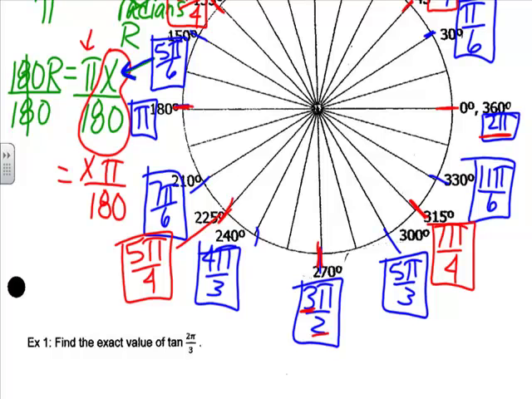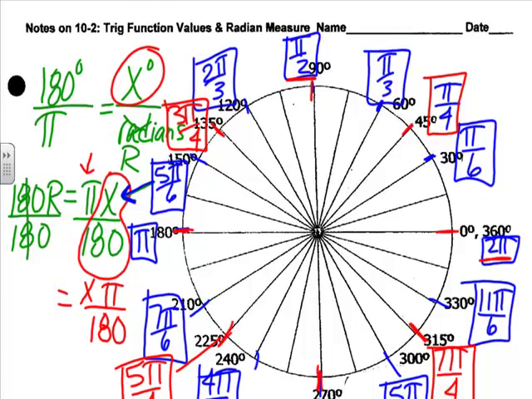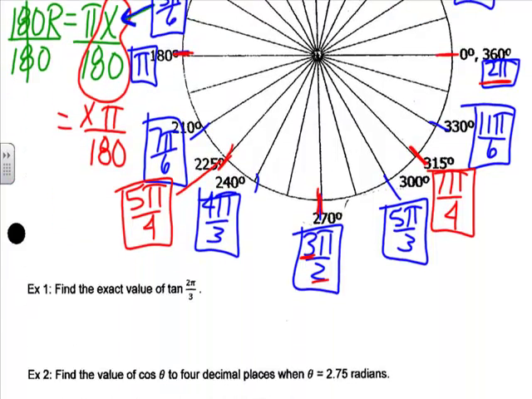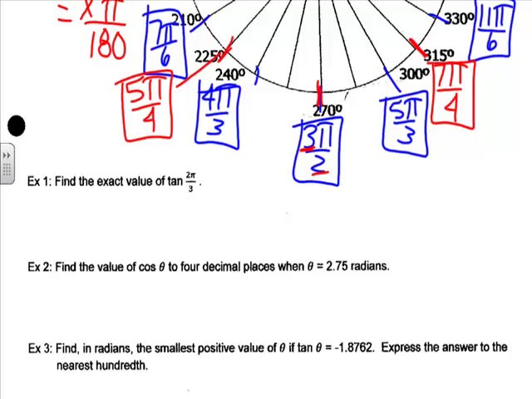So basically I've just gone around the whole unit circle, and we need to become familiar not just with calling these things degrees, but calling them in radians. Okay, so just a couple examples then to practice this. Find the exact value of the tan of 2 pi over 3.